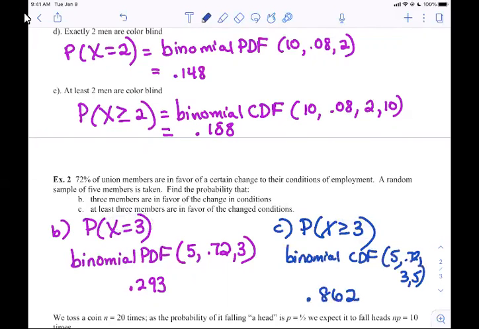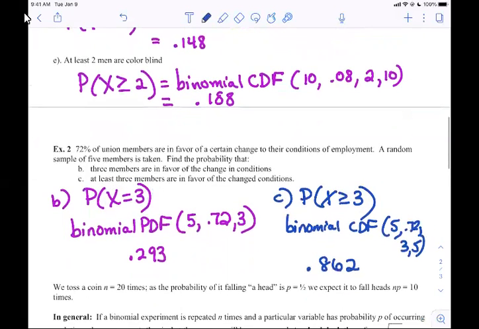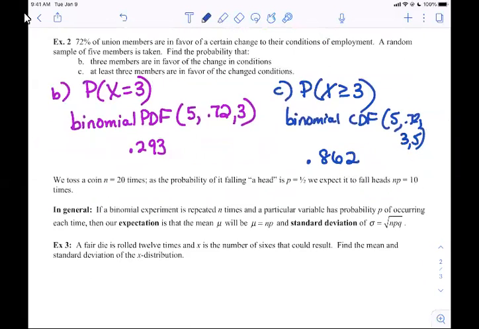This one's going to be a relief. I thought 14.1 and 14.2 are easy enough. 14.3 is going to be a little bit more challenging, but not terrible. We already know this one. We toss a coin 20 times. If the probability of getting a head is 1/2, you would expect N times P, which would be 20 times 1/2. You'd expect a head 10 times.